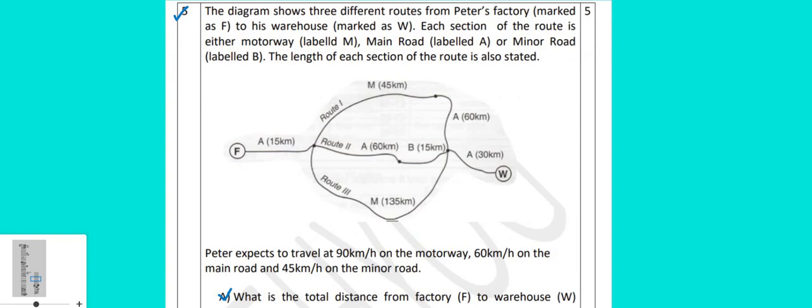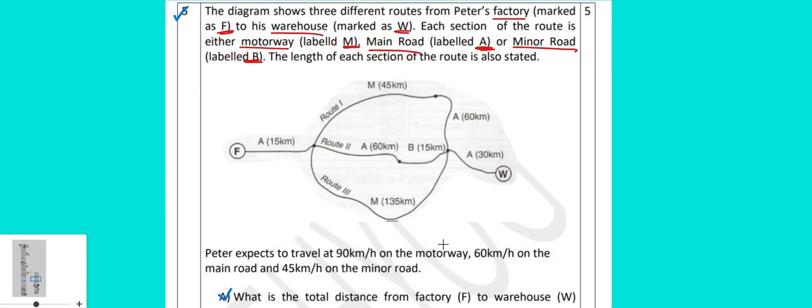Now coming to the fifth question, the diagram shows 3 different routes from Peter's factory marked F. So the first matter of consideration is what initial has been given. The factory has been marked F, his warehouse has been marked W. His section of the route is either motorway, which is labeled as M, main road, which is labeled as A, and minor road, which is labeled as B. The length of each section of the route is also stated.